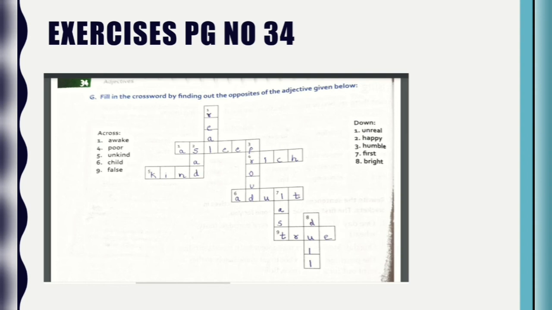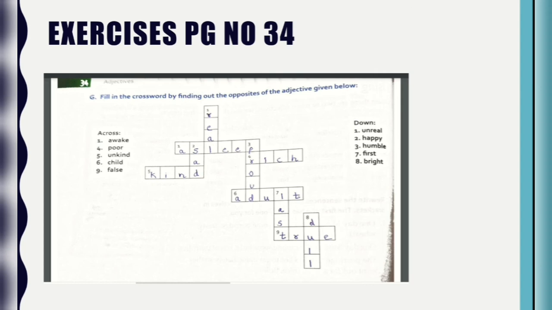Then poor, rich, unkind, kind, child, adult, false, true. Similarly on the down you are going to write unreal, real, happy, sad, humble, proud, then first, last, and bright, what will come? Dull. Okay, so this way you are going to fill the answers.